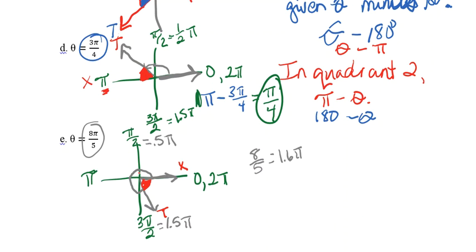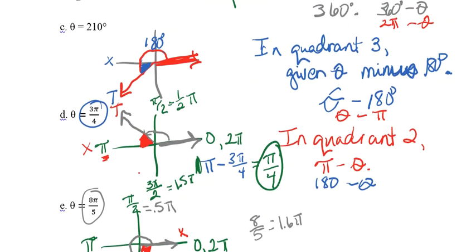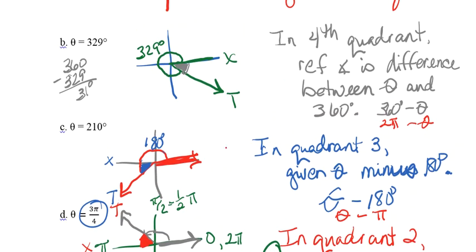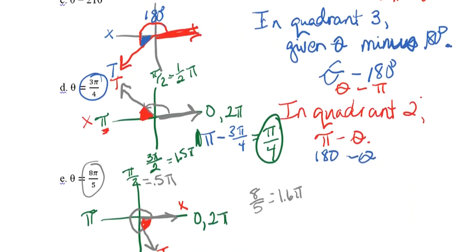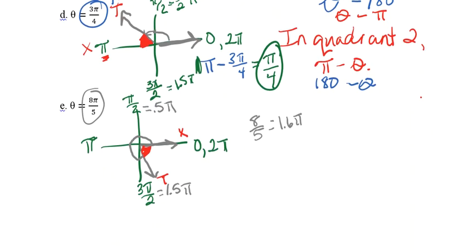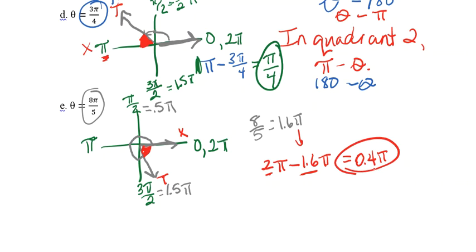For the fourth quadrant, pretty sure we had a fourth quadrant already, here it is. It says to do 360 minus the given angle. So we'll come back down here. In our case, because we're in radians, we're going to do 2 pi minus the given angle of 1.6 pi. Since they're both in terms of pi, just look at the numbers. What is 2 minus 1.6? Well, that is 0.4 pi. So that is my reference angle.